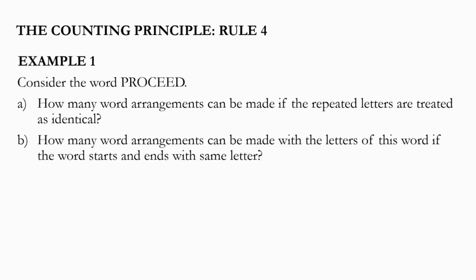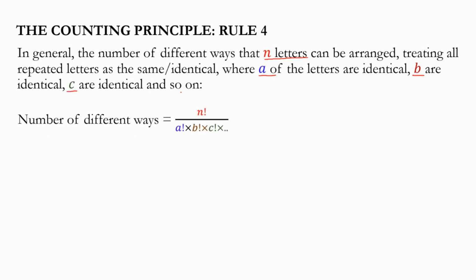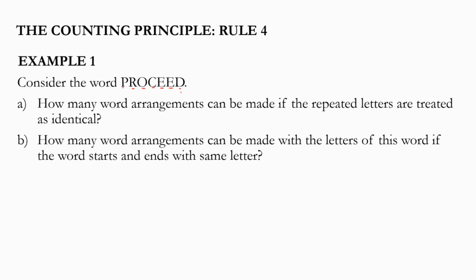Let's look at an example. If you look at the word proceed, how many letters do we have? We have 1, 2, 3, 4, 5, 6, 7. So we have 7 letters. It said in general, the number of different ways that n letters, so in this case 7 letters, can be arranged, treating repeated letters as identical. Which letters are being repeated here? It is the E's. So we're going to treat them as identical.